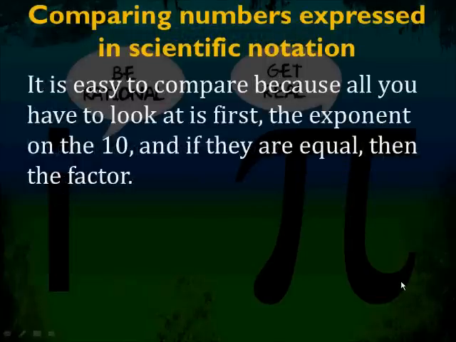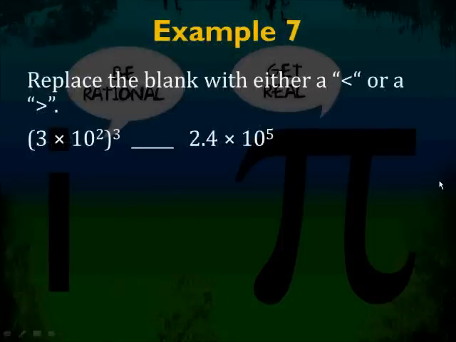It's easy to compare numbers expressed in scientific notation because all you have to do is first look at the exponent on the 10, and if they're the same, then compare the factor. So here we go. Example 7. Replace the blank with either a less than or a greater than sign. 3 times 10 squared, all cubed, compared to 2.4 times 10 to the 5th.